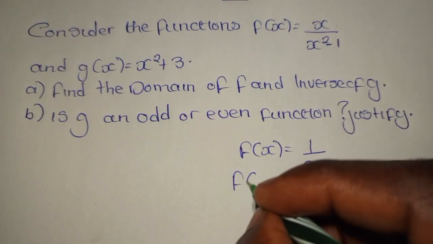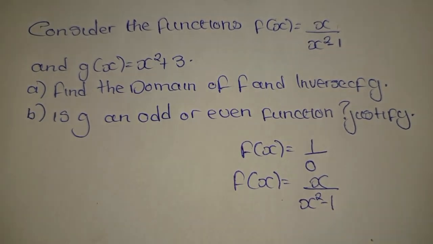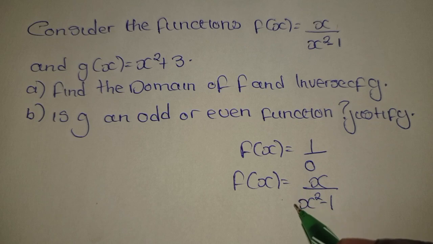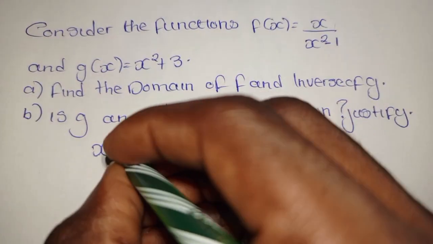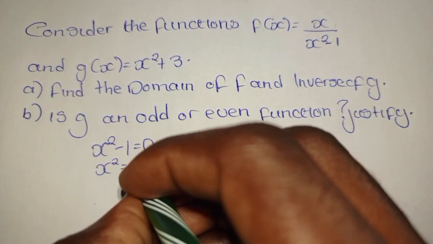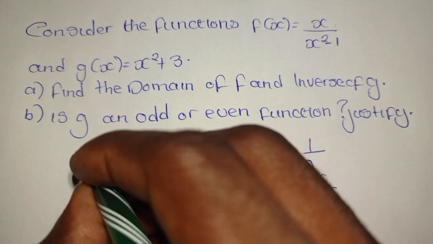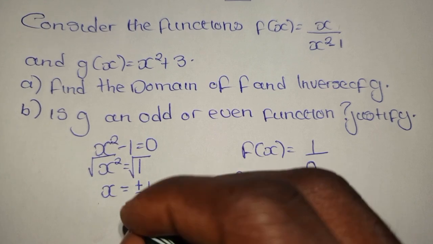So we have f of x is equal to x over x squared minus 1. What we basically do is get the denominator and equate it to 0, so that we find the values which make the denominator equal to 0, so that those numbers should not be part of the domain. So x squared minus 1 is equal to 0, so that we find the value of x. To find x, you square root both sides, and we know the square root of a number is both positive and negative.